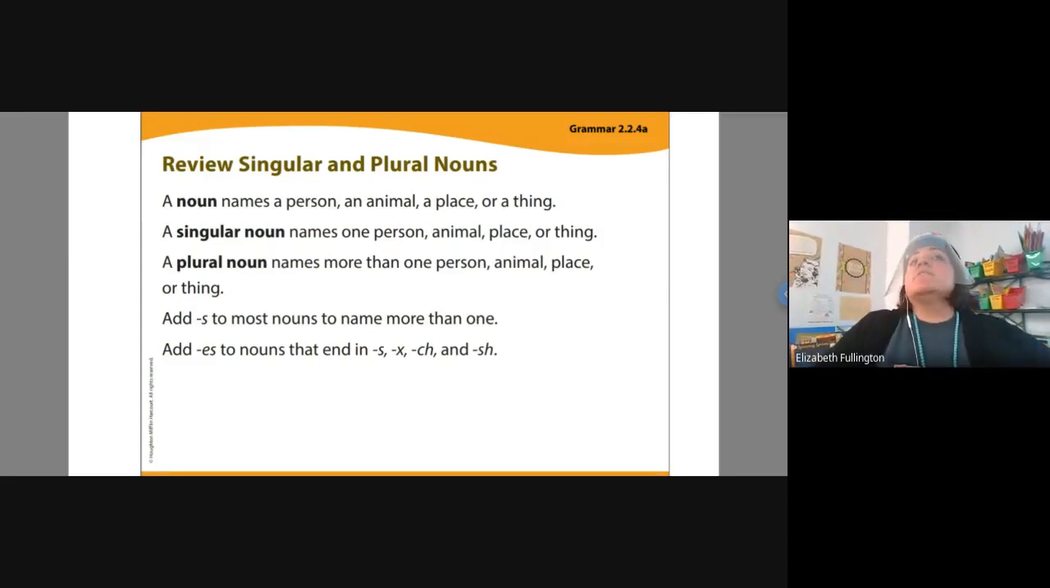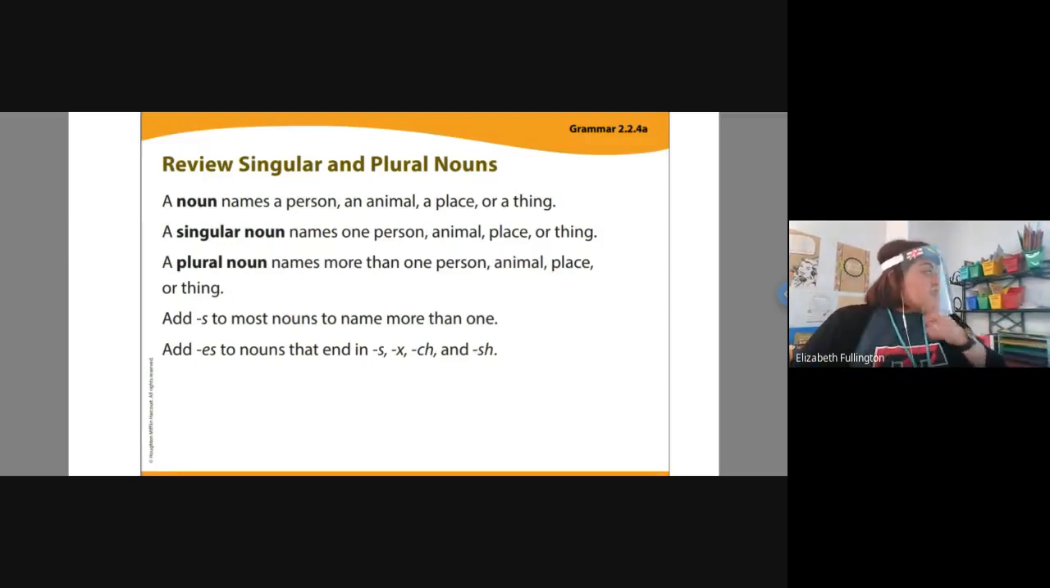Pigeons. Oh, that's a good one. Yes, there's more than one. When you say pigeons with an S, it means it is plural. There's more than one pigeon. Good job.